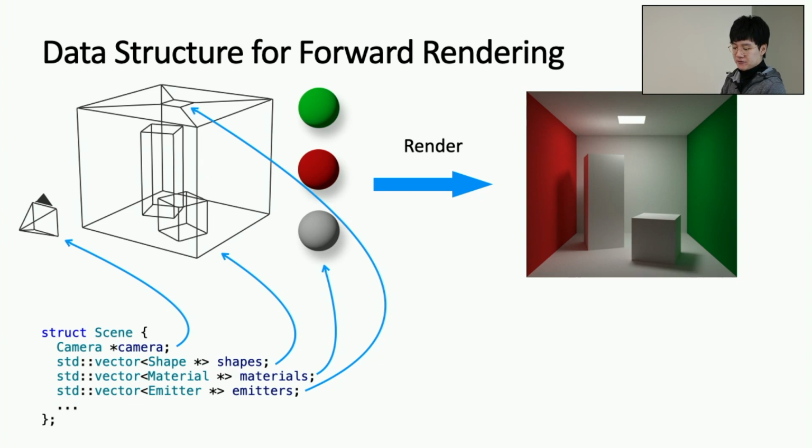The parameters we can optimize can be the transformation matrices of the camera and the shapes, the vertex positions of the shapes, the color of the material, or the emittance of the light. We can then pass the scene objects to a rendering algorithm and get the image shown on the right.